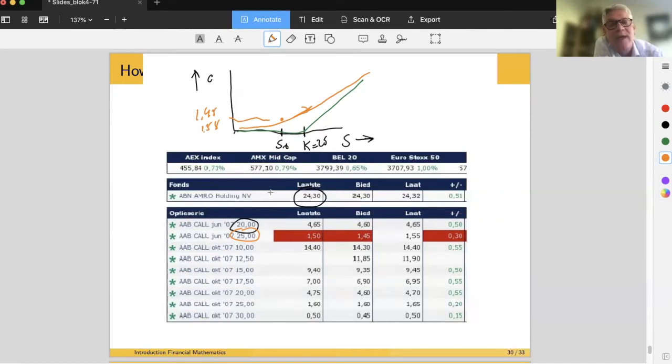So this is how we can see it. This is how the payoff looks. And this we could in principle compute with the Black-Scholes equation, right? With the Black-Scholes solution.